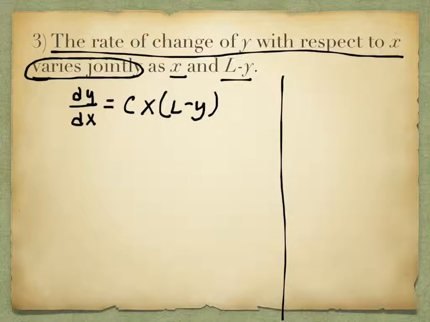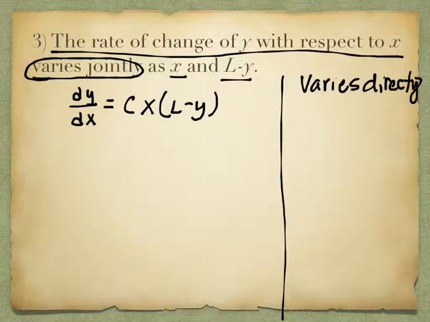But there's three phrases from college algebra. The first one was varies directly. And you ended up, oops, there's an L missing. And then you ended up getting something that looked like y equals cx. So if x increases, y increases. If x decreases, y decreases. By a factor of c, right?